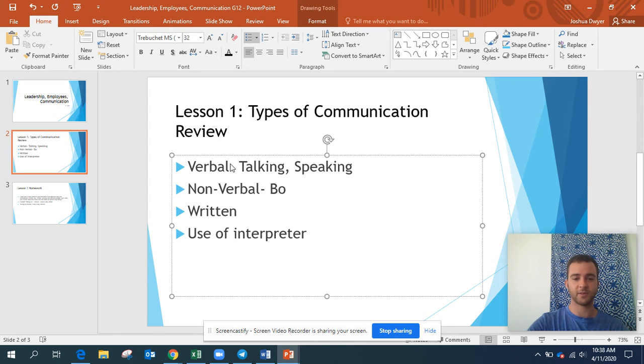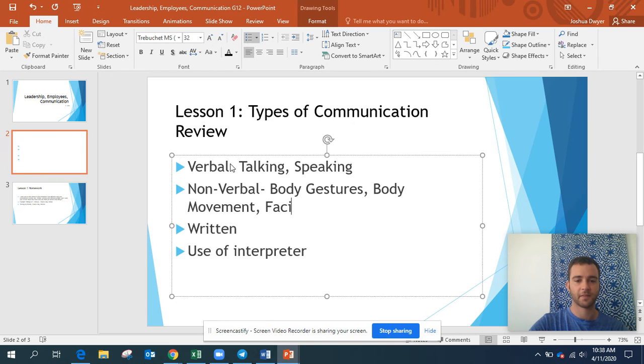So nonverbal is body gestures, body movement, right? Facial expressions. And I can do verbal and nonverbal together, right? I can say, oh my gosh, I'm so happy to see you, and still smile. So I can do both at the same time.